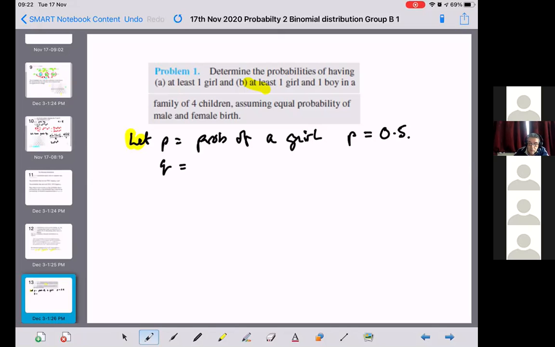Q is the probability of not a girl, i.e. a boy. Q is also equal to 0.5. So we've got our 2 probabilities, and in this case, they are equal, like the toss of a fair coin. Now, for our expansion, what's the value of n in this particular problem? Four. Yeah, it's the number of children, 4.